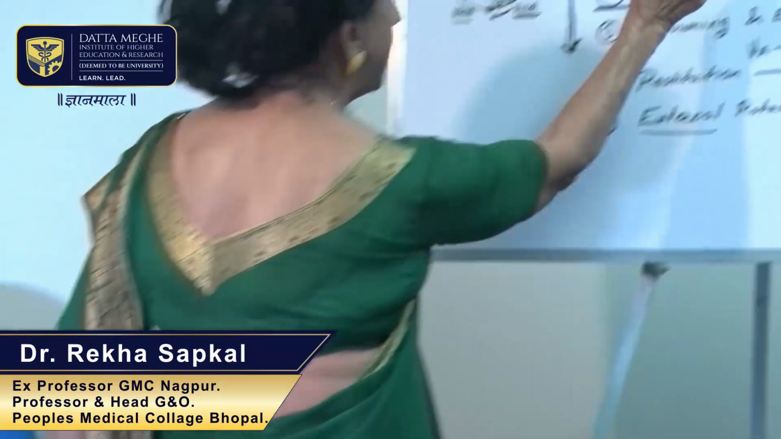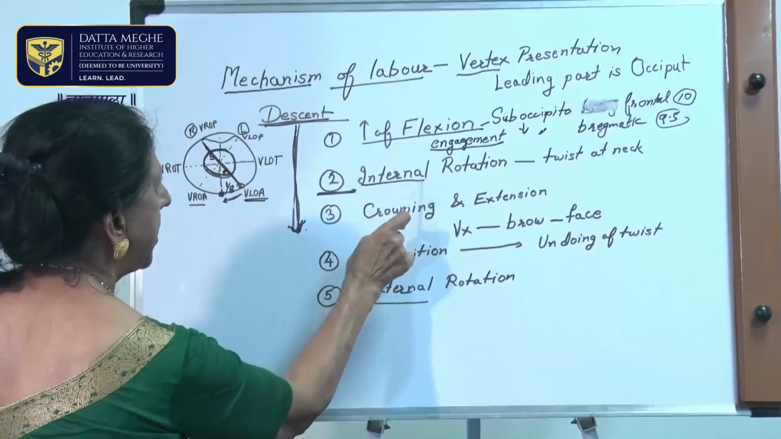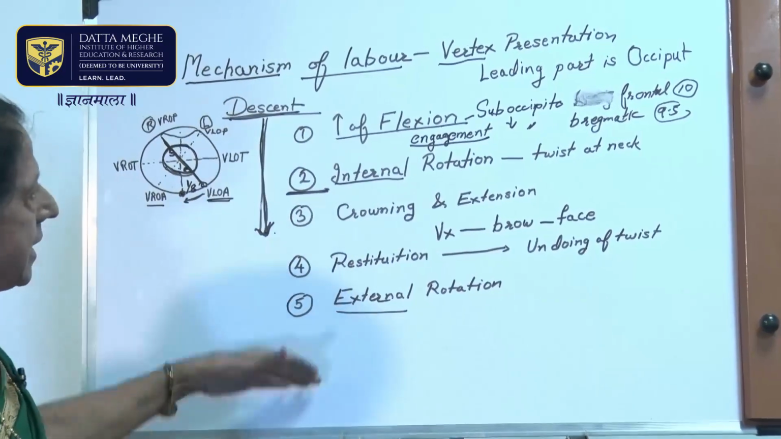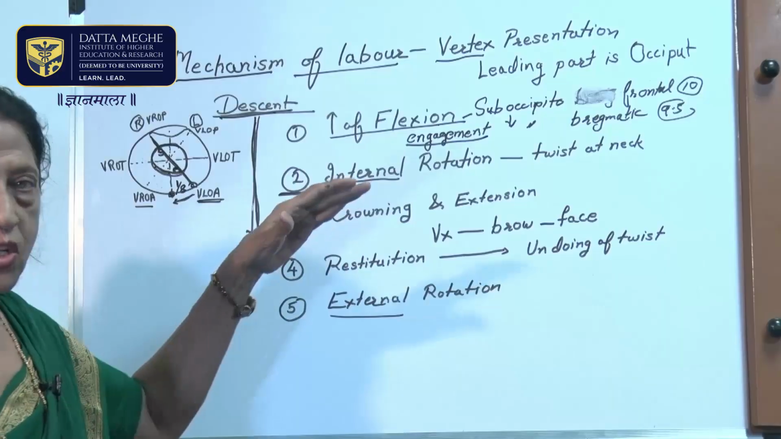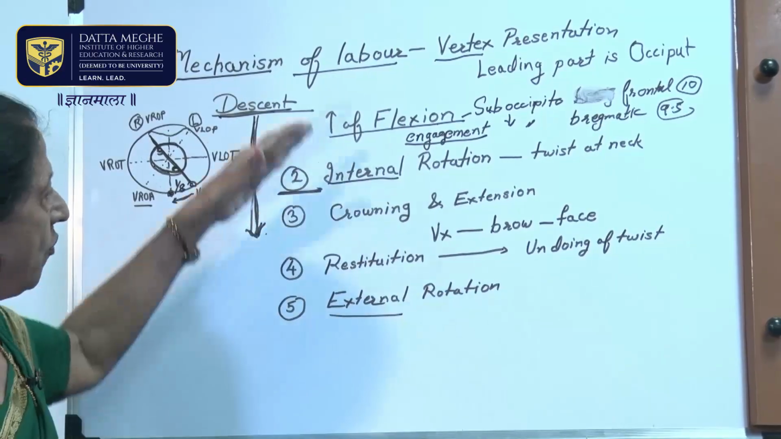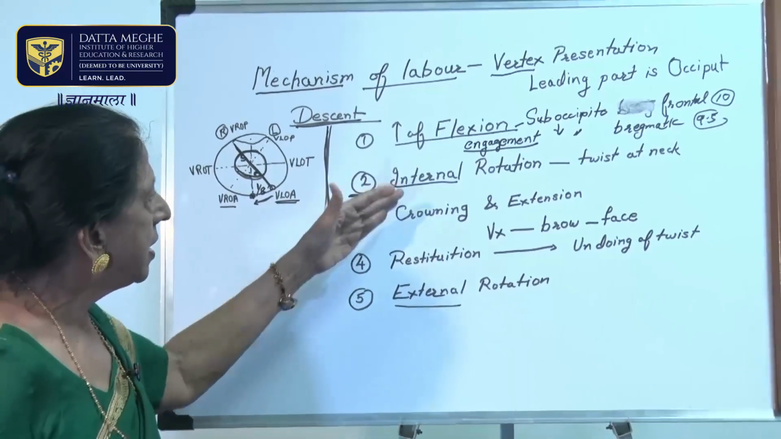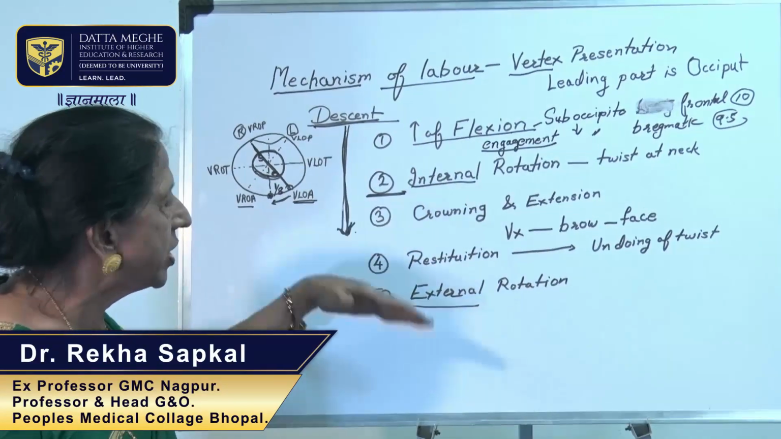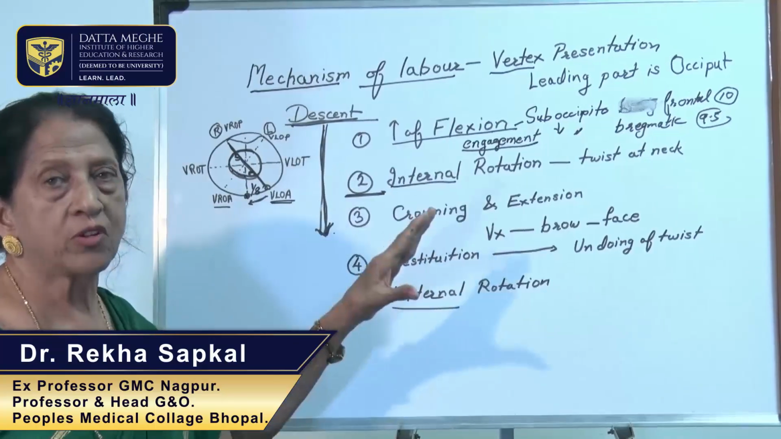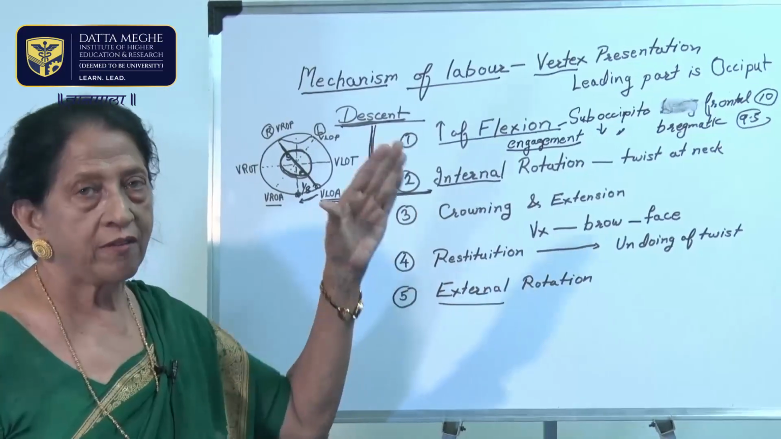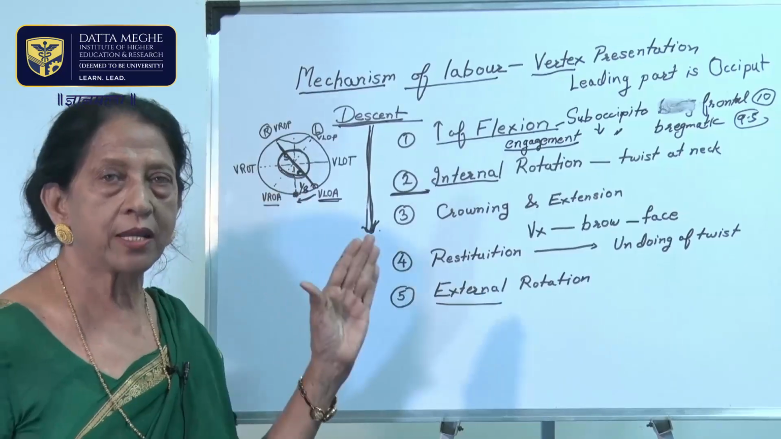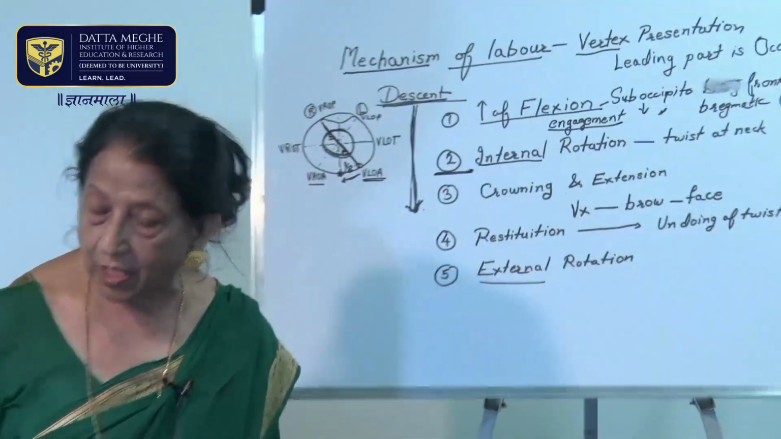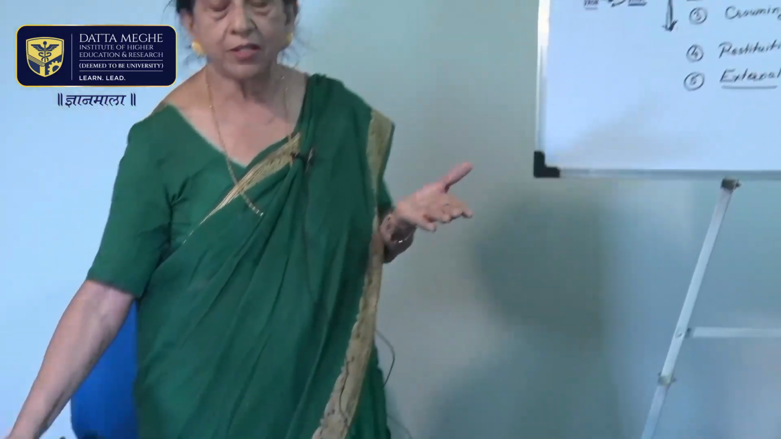The second movement in vertex presentation is internal rotation of what? Occiput. Just remember, all these steps are described in relation to the occiput. Hence, wherever the occiput goes, we say there is increase of flexion, there is internal rotation, there is crowning, there is restitution. Whether it is going internally or externally, we describe it in relation to the occiput only, because the leading part is the occiput.